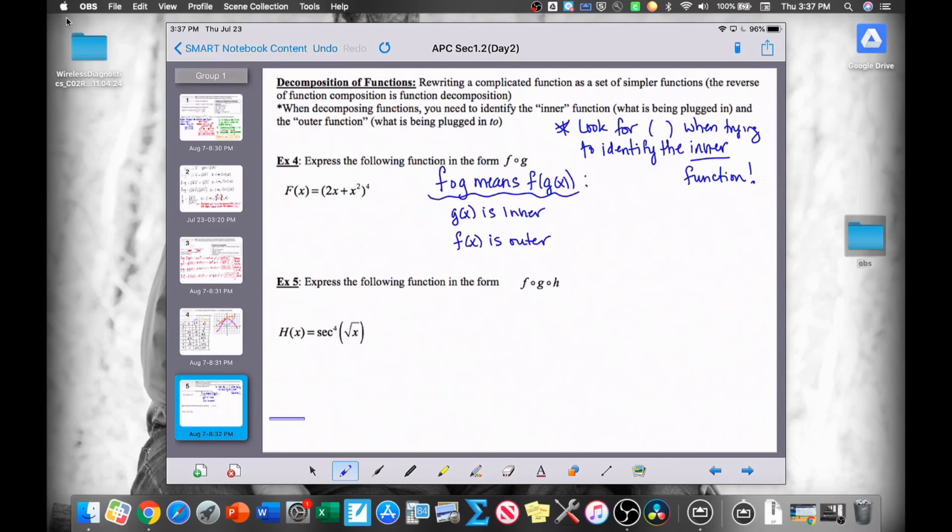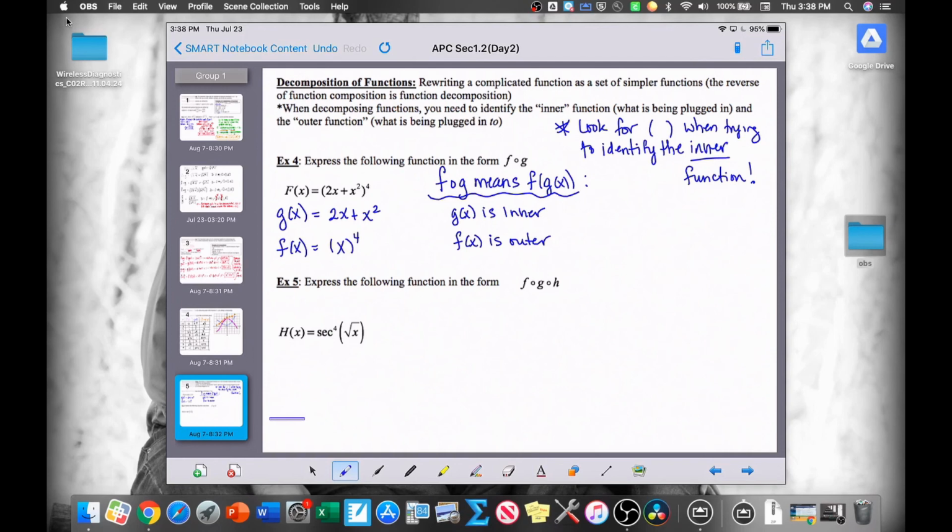Well, I said look for parentheses when you're trying to identify the inner function. Inside our parentheses, we have 2x plus x squared, and then that whole thing is being raised to the 4th power. So it's pretty easy to see that our inner function, our g of x, is 2x plus x squared, and then our outer function is something being raised to the 4th power, right? f of x is x to the 4th power.